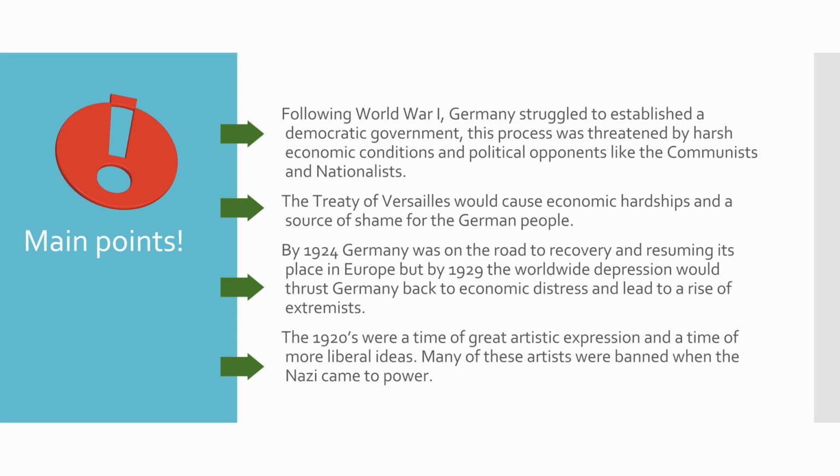The Treaty of Versailles would cause economic hardships and a source of shame for the German people. Once again, this is going to be a very important theme that will go on in other units, and specifically one of the main reasons behind the Nazi rise to power. Number 3, by 1924, Germany was on the road to recovery and resuming its place in Europe, but by 1929, the worldwide depression would thrust Germany back to economic distress and lead to a rise of extremists. And last, the 1920s were a time of great artistic expression and a time of more liberal ideas. Many of these artists were banned when the Nazis came to power.